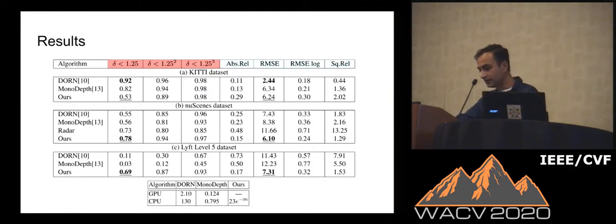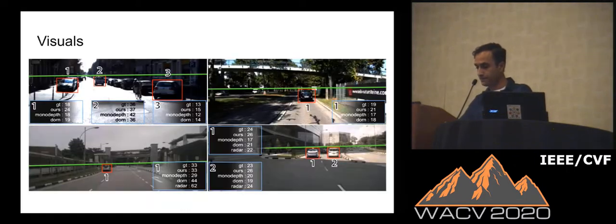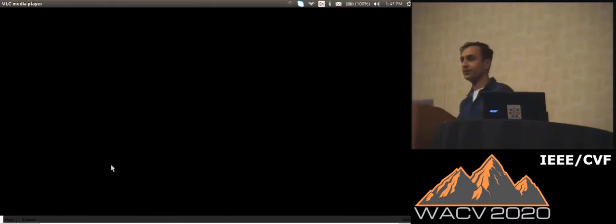So these are the results. The takeaways are that first, we outperform DORN and monodepth on nuScenes and Lyft data. Second, DORN performs better on KITTI because it was trained on KITTI. So the finding is that our proposed algorithm is domain invariant and its compute is very efficient, even on a simple CPU. And following are some visual results. That concludes the presentation, and we can discuss more at the poster. Thank you.